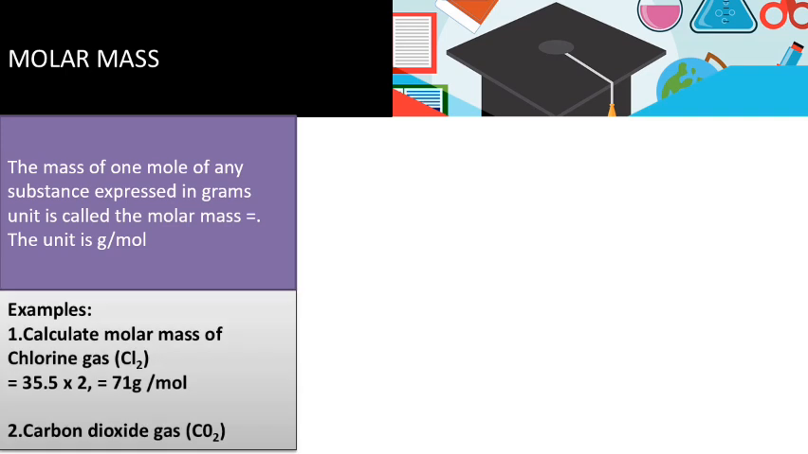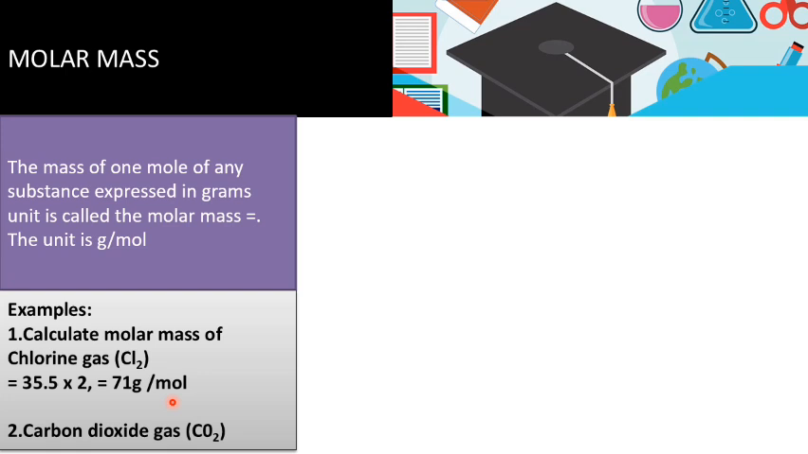Calculate the molar mass of chlorine gas, Cl2. We know that in this chlorine we have 2 atoms of chlorine, which is why we are having this 2. The relative atomic mass of chlorine is 35.5, so that's 35.5 times 2. That gives 71 gram per mole. You will notice that when we calculated the relative molecular mass, we did not put any unit. But when it has to do with molar mass, you must put a unit, which is gram per mole.